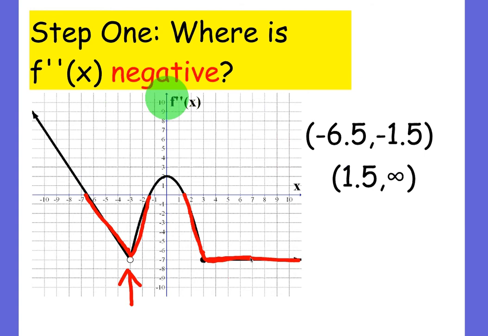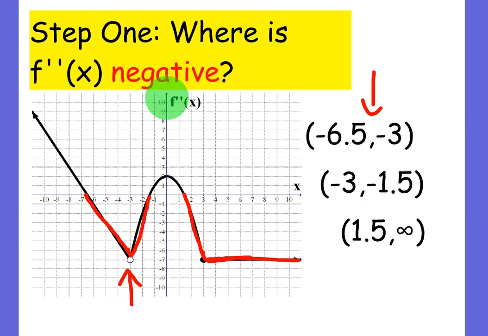So, there will be a hole right there in between those two values. I should have notated that. In fact, let me change that real quick. Okay, so from negative 6.5 to negative 3, f double prime is negative, and from negative 3 to negative 1.5 it's negative. Also negative from 1.5 to infinity.